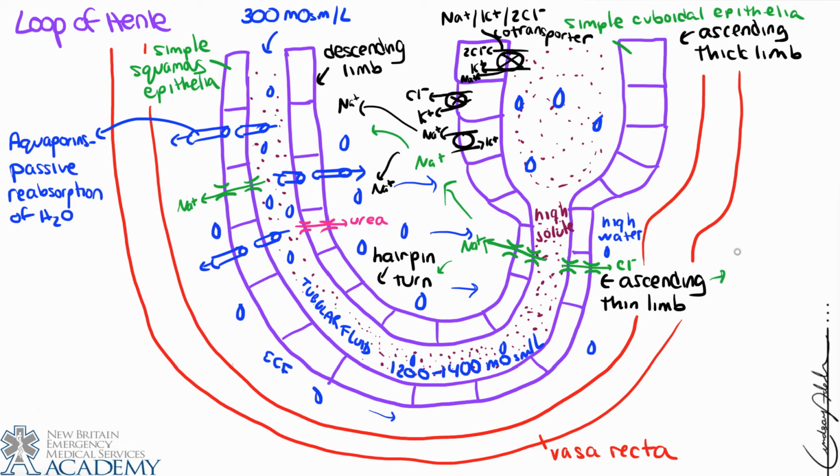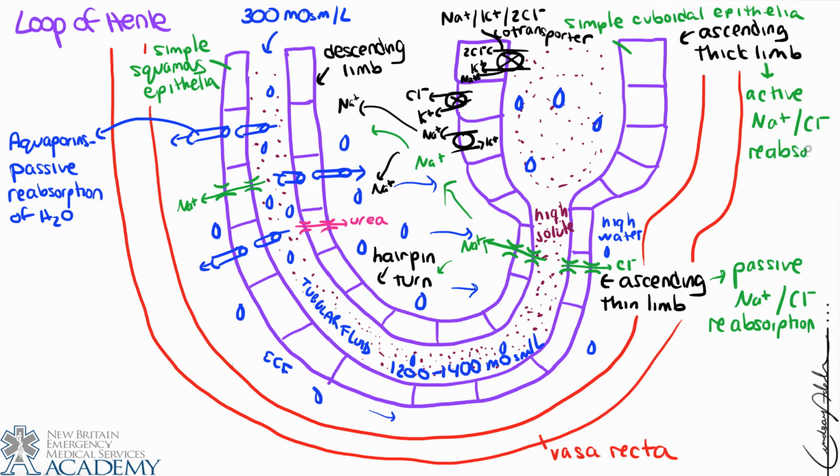I think the major difference to keep in mind between the ascending thin and ascending thick limb is that the ascending thin limb is passive reabsorption of sodium and chloride, and the ascending thick limb is active reabsorption of sodium and chloride, because we need that sodium potassium pump in order for it to work. But generally speaking, otherwise we can just consider them as overwhelmingly having the job of reabsorbing the salt. And that will help us see this in the big picture.